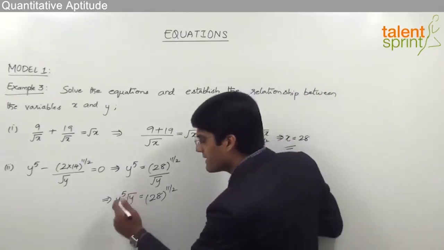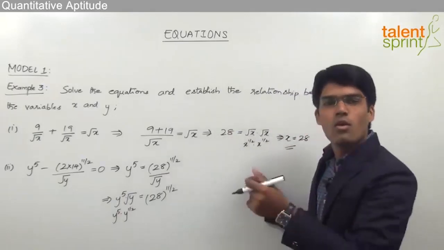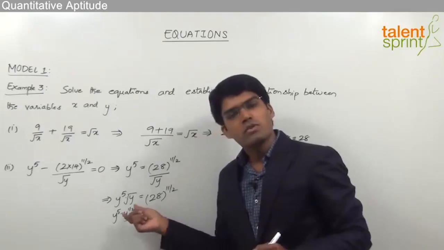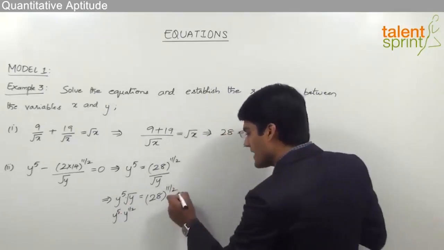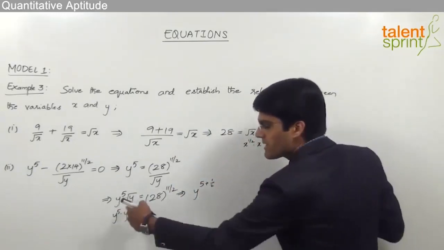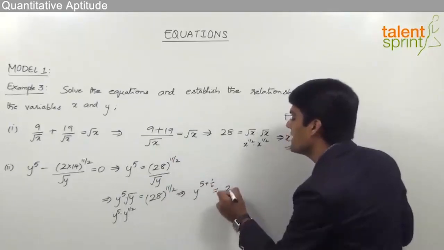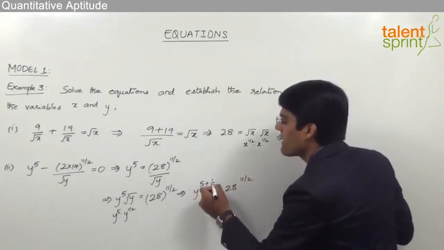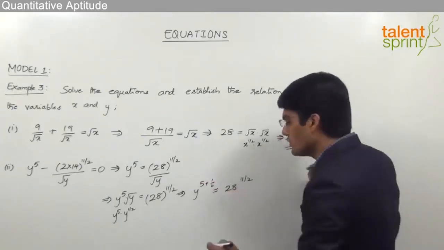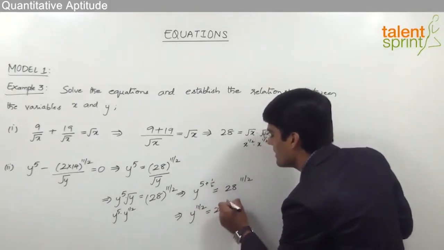Now as you can see here, this is nothing but y power 5 into y power 1 by 2, because root y is y to the power 1 by 2. Now again the bases are equal and in multiplication form, so the powers can be added. So this can be taken as y power 5 plus 1 by 2, which should be equal to 28 power 11 by 2. Now 5 plus 1 by 2 is nothing but 5 into 2, 10, plus 1, 11 by 2. So this is equal to y power 11 by 2, which again is 28 power 11 by 2.